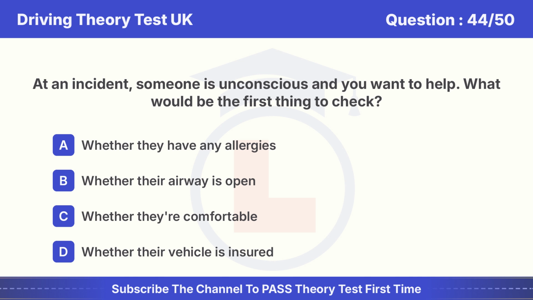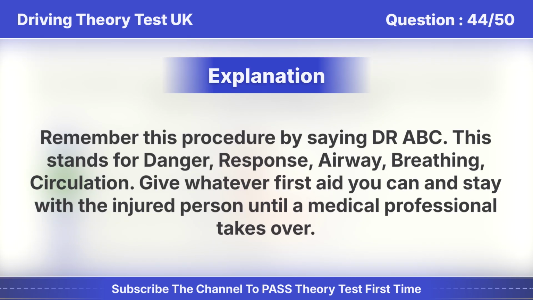Question 44. At an incident, someone is unconscious and you want to help. What would be the first thing to check? Answer is B. Whether their airway is open. Remember this procedure by saying DRABC. This stands for danger, response, airway, breathing, circulation. Give whatever first aid you can and stay with the injured person until a medical professional takes over.